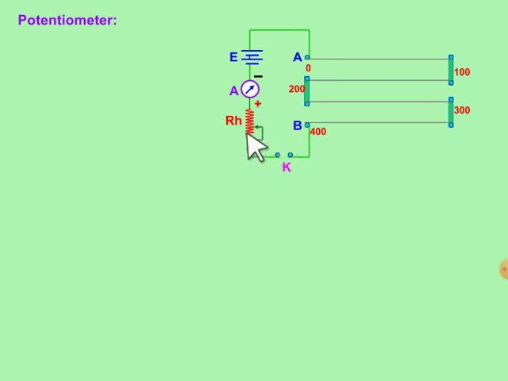Okay, why is this rheostat placed? The rheostat is placed here in this circuit so as to adjust the amount of current flowing through this potentiometer wire.